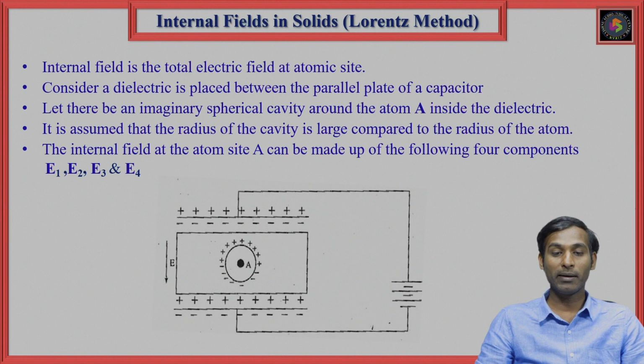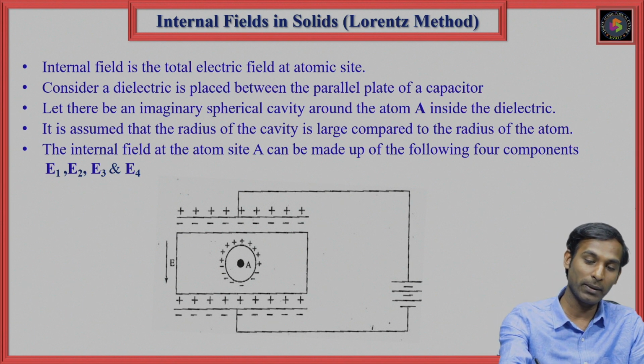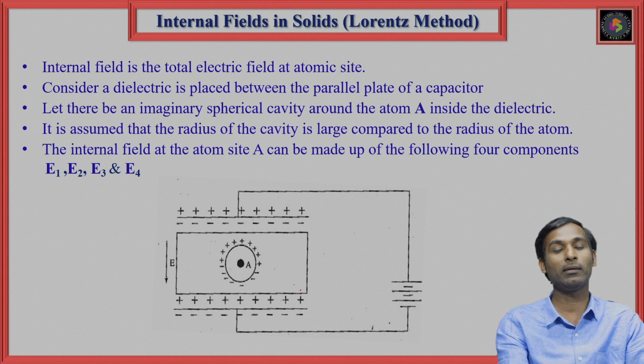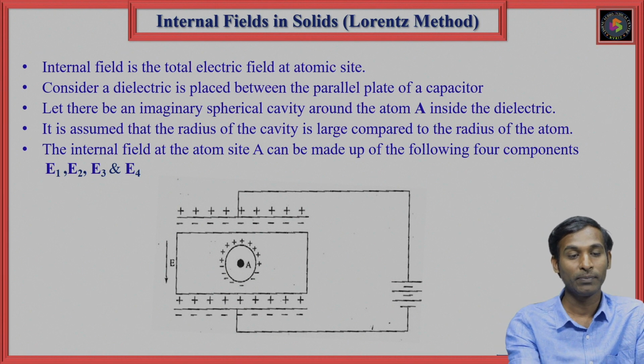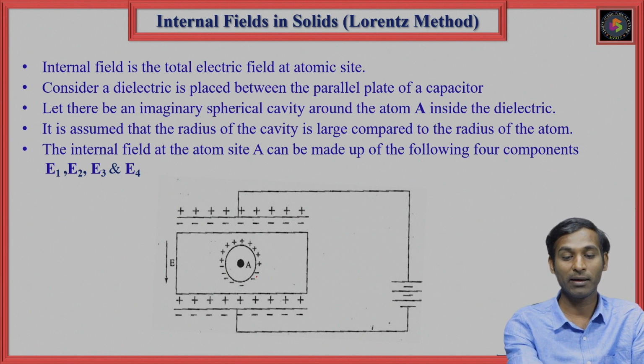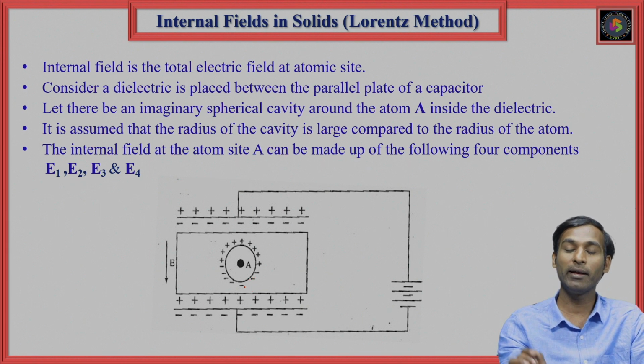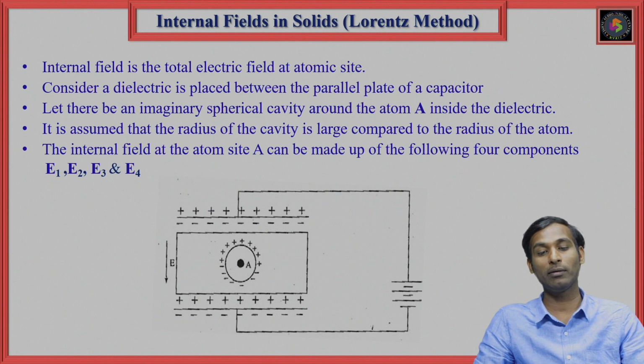Consider a dielectric material placed between the parallel plate capacitor. This is the parallel plate capacitor. In this parallel plate capacitor, let there be an imaginary spherical cavity around the atom A. You can see the diagram inside the dielectric material. It is assumed that the radius of the cavity is very large compared to the radius of the atom. This is the main point for the cavity.